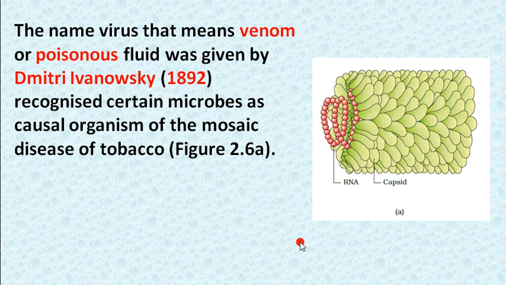Now the name virus, that means venom or poisonous fluid, was given by Dmitry Ivanovsky in 1892. So the word virus is given by this scientist. Virus meaning venom, meaning poison, meaning zahir. He recognized certain microbes as the causal organism of the mosaic disease of tobacco. He first saw this mosaic disease in tobacco, that's why they called them viruses.